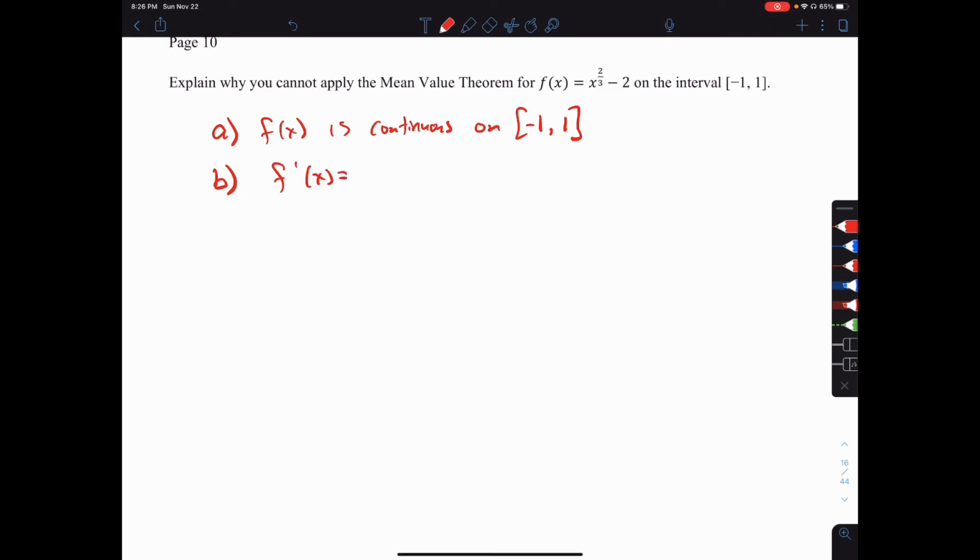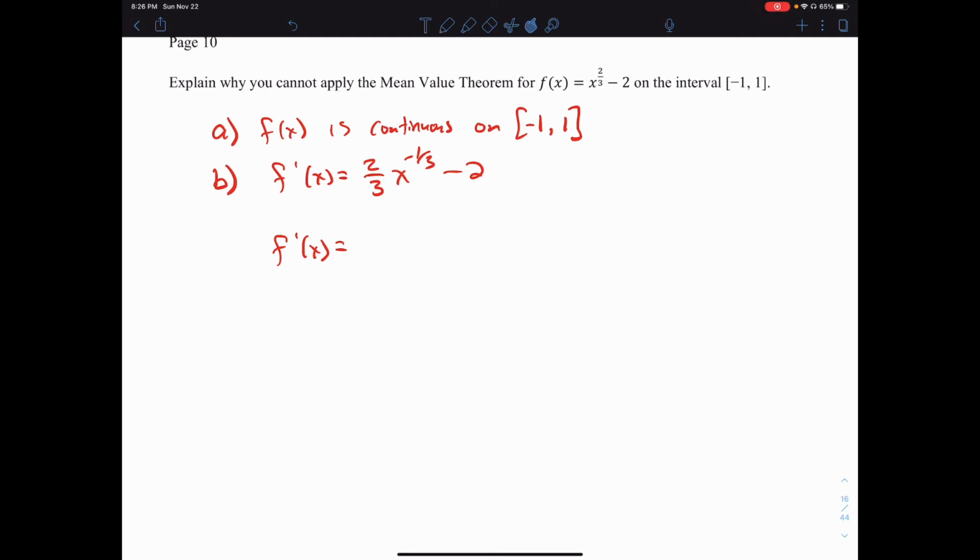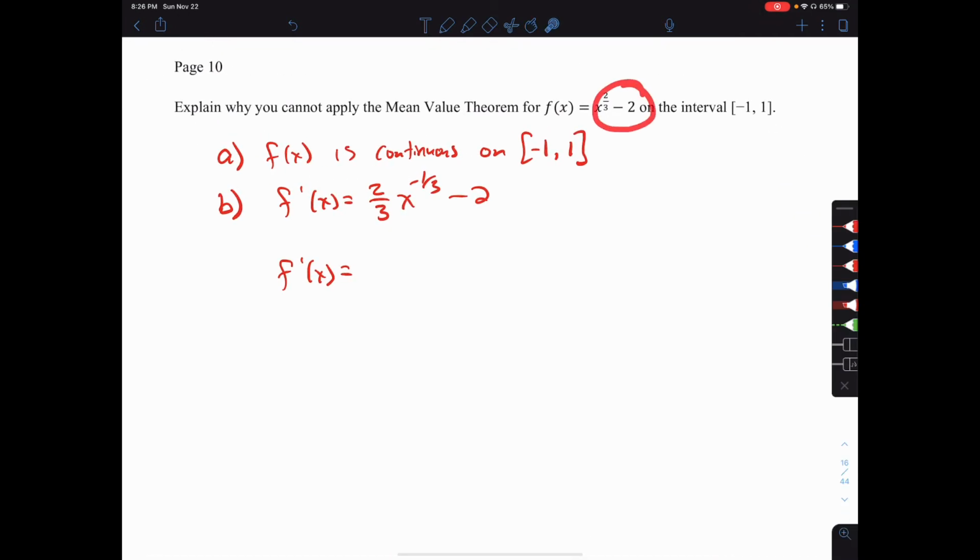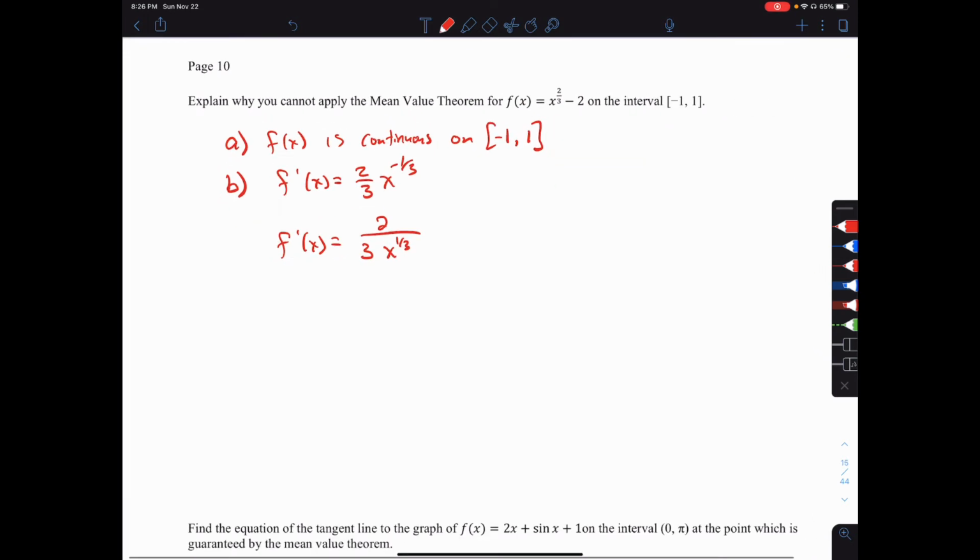Using the power rule, I'm going to put 2/3 in front. Subtract 1 from the exponent. The derivative of -2 is 0. If I write this as a fraction, I get 2/3 to the 1/3.